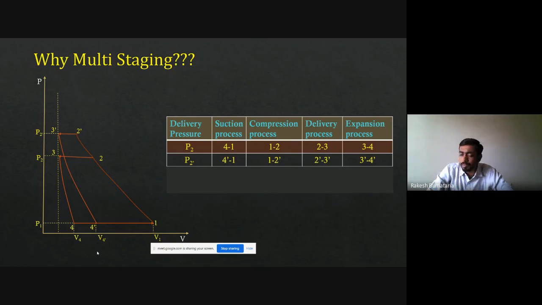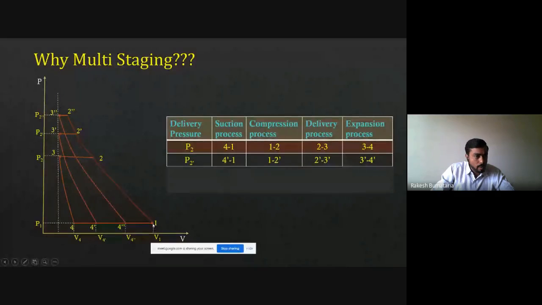What will we do? We again increase our compression. So from 1 to 2 we are getting 8 bar. We need far more than 8 bar. So we will go a little bit higher than this point 2. Let's go from 2 to 2'. Then whatever this process is, compression is followed by 2 to 2', and it will be followed by 2' to 3'.